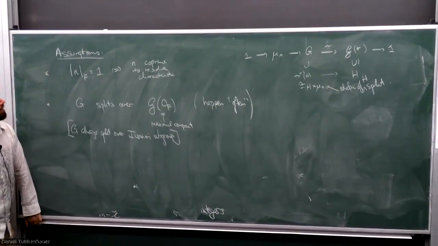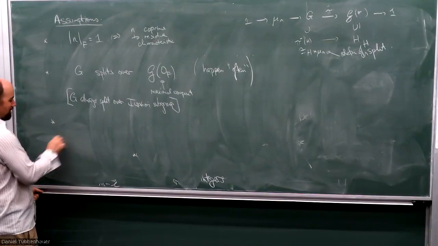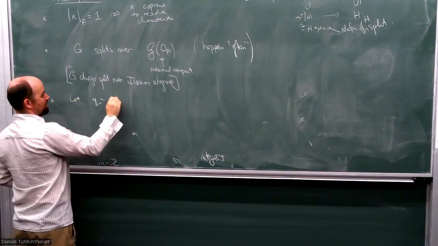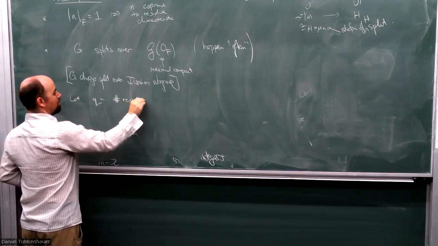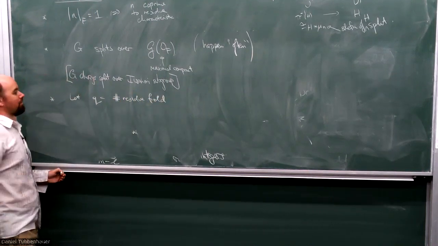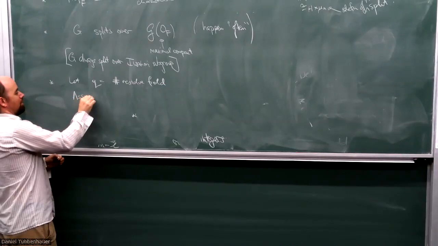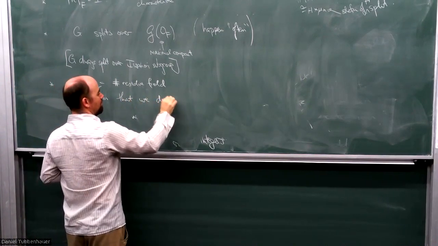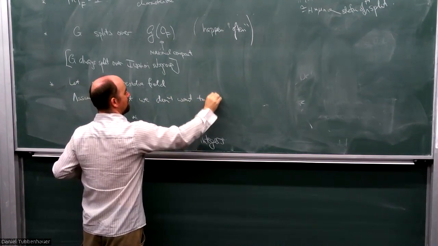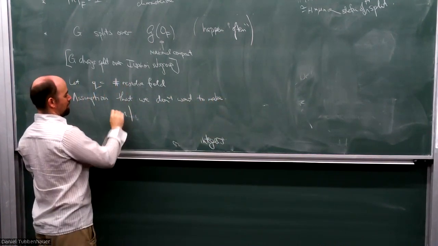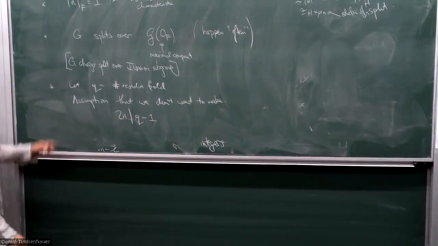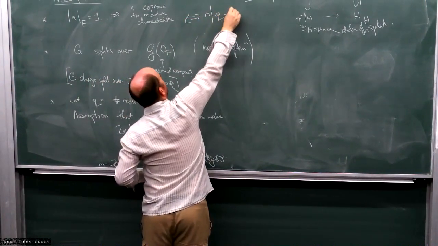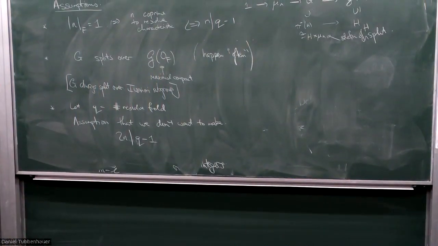And then I want to be honest, there's a naughty assumption. Let q give you the cardinality of the residue field. There's an assumption that we don't want to make: that 2n divides q minus 1. Under the first assumption, that implies n divides q minus 1, because I needed my field to have enough roots of unity.